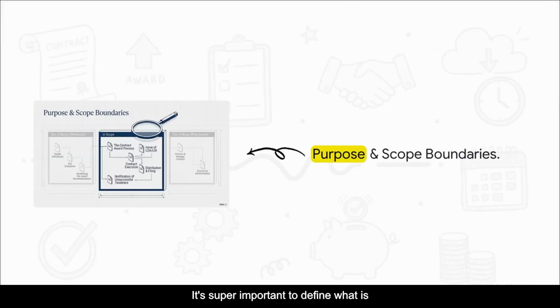It's super important to define what is strictly in scope for us today. We are looking exclusively at the actual contract award process: issuing notices, executing the contract, distribution, and notifying unsuccessful tenderers. We're intentionally leaving out the pre-award phase, like tender solicitation or bid evaluation, and we're skipping the post-award day-to-day administration. We are hyper-focused on one thing, the closeout.